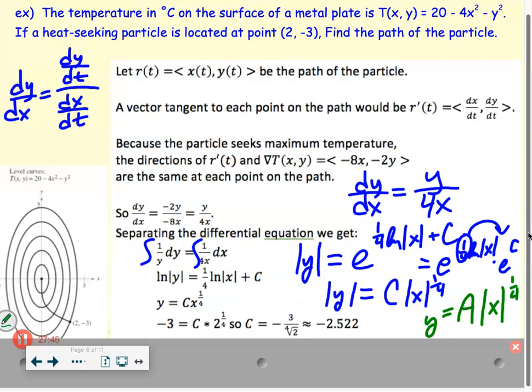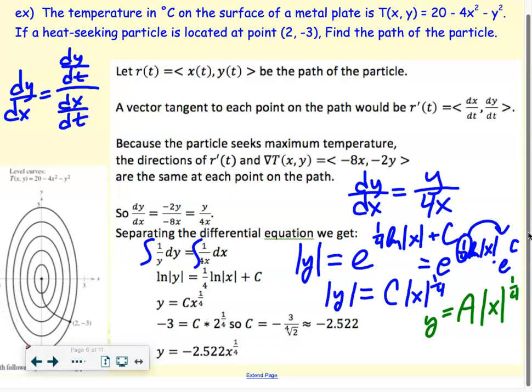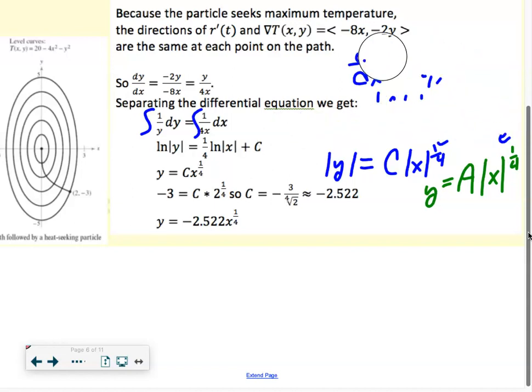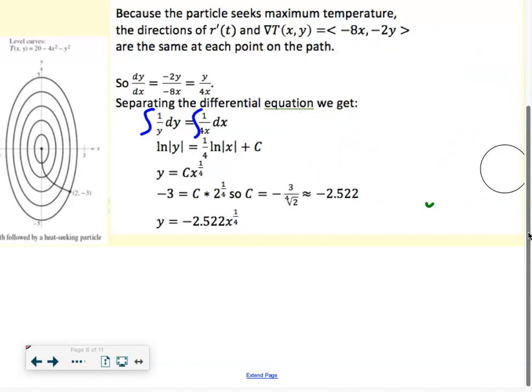But, okay, this is where I need more space. I'm just going to kill this and extend the page and go down here. All right, so let's do this slowly and just ignore the typing. Okay, so we're just going to go from here.